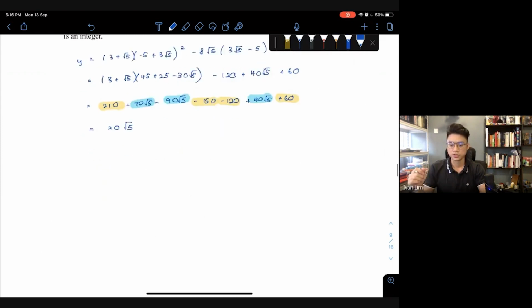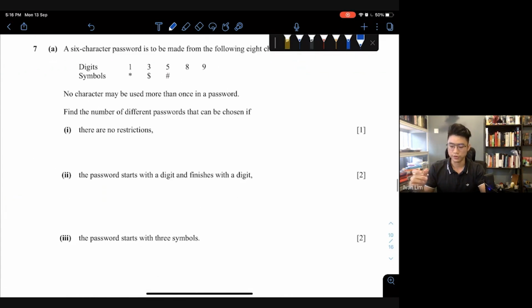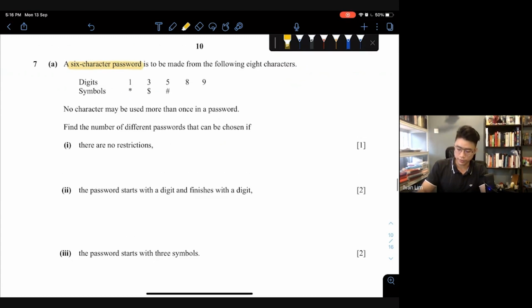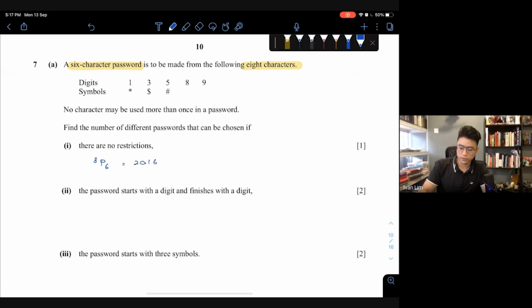Okay, let's go. Question 7. A 6-character password is to be made from the following 8 characters. So your digits, you got 1, 3, 5, 8, 9. Symbols, you got star, dollar, hash. No character can be used more than once in the password. Find the number of different passwords that can be chosen if there are no restrictions. So no restrictions, order matters, we use permutation. So 8P6, because we only want 6, you'll get 20160.